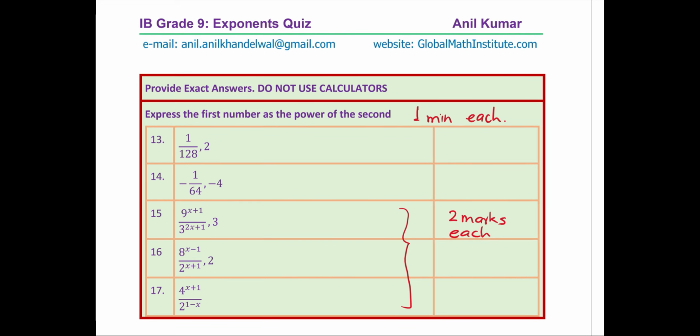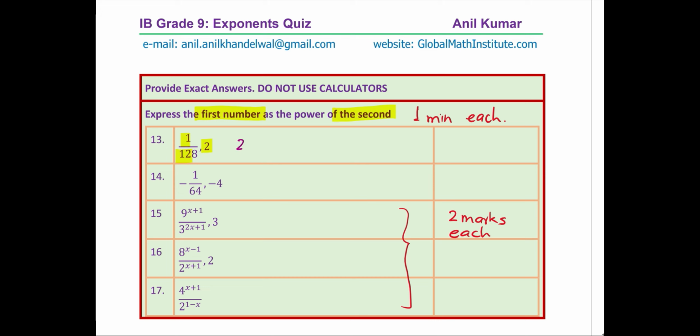Now let's look into the second set of questions. We want to write the first number as power of the second. So this is my first number. I have to write it as power of 2. I hope you understand the question. Correct? So let's look into 2's power, right?